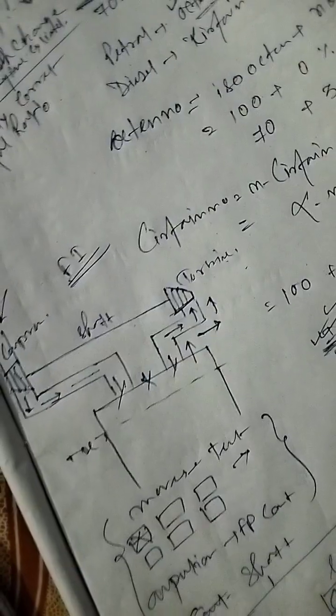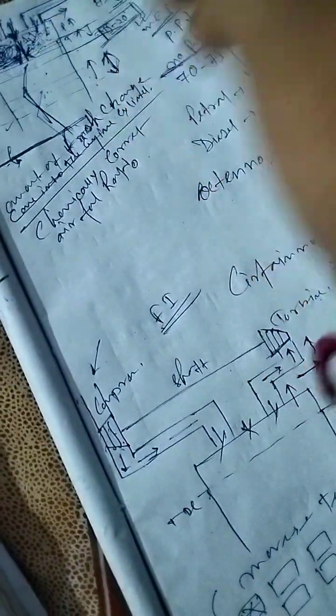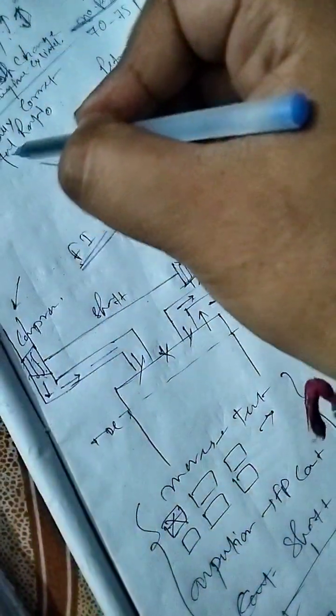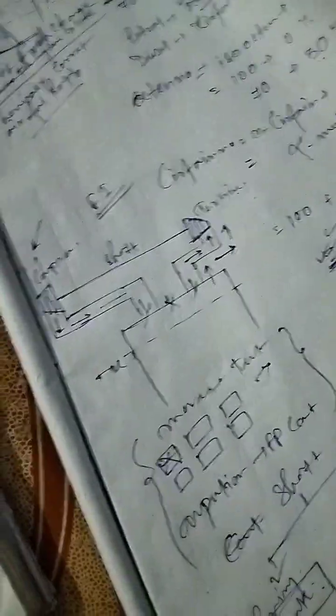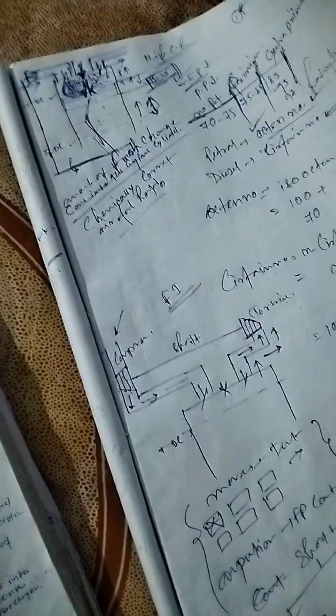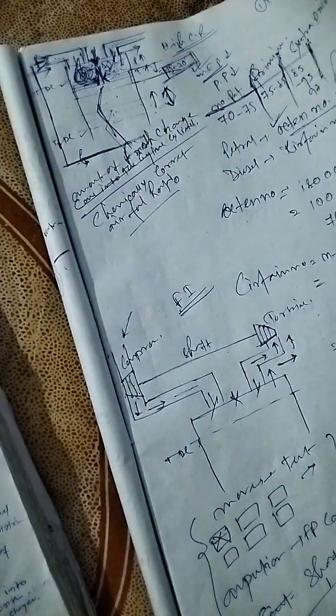If I talk about the volumetric efficiency, then it is the amount of fresh charge that came into the engine cylinder divided by the chemically correct air fuel ratio, or the stoichiometric air fuel ratio.